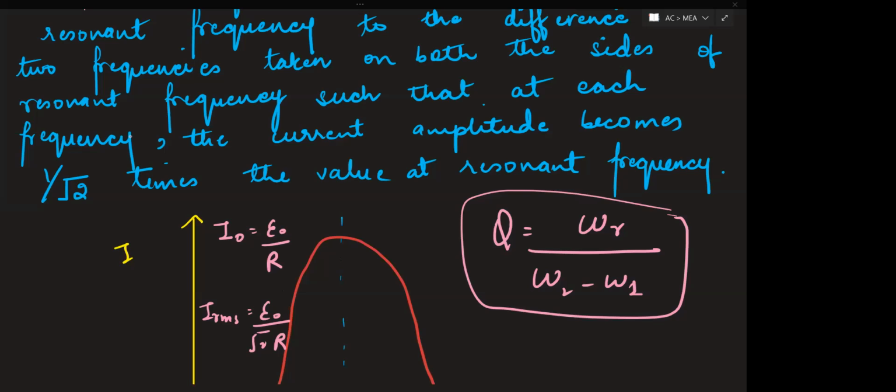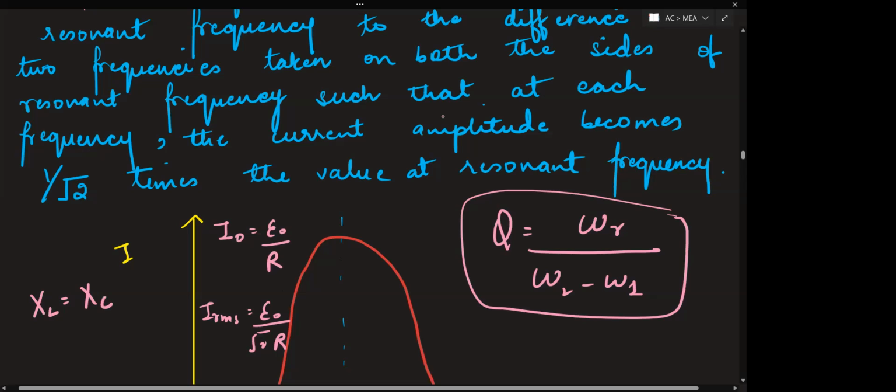Resonance in physics we usually use for terms which are matching, like resonance frequencies. One example you must have done in class 11th is the tuning fork and the frequency of the sound. Resonance means some frequencies are matching. So why are we referring to it as resonance frequency? Because this is the frequency when XL matches XC. That's why we call it resonance frequency.